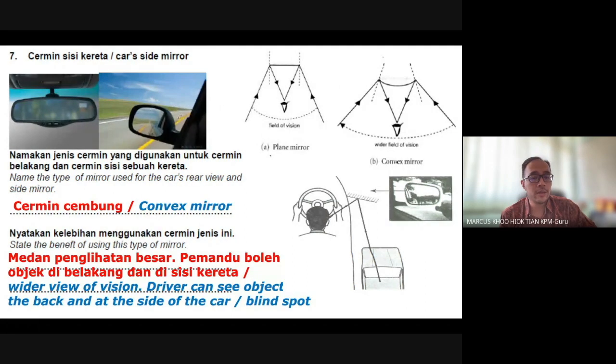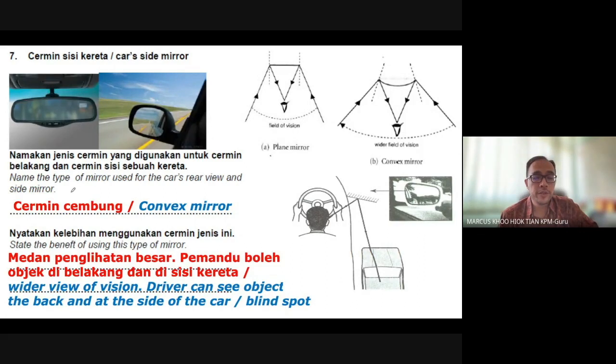So we call this a small field of vision. A convex mirror gives you a wider field of vision. You see more, but the only downside to this is the reason why you can see more is because everything is smaller in the mirror. So there's a balance over there. You see more, but you see small. In a concave mirror, you see less, but you see bigger.